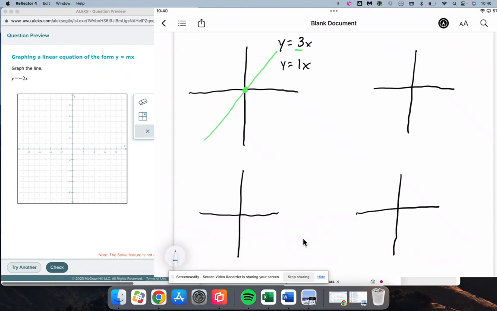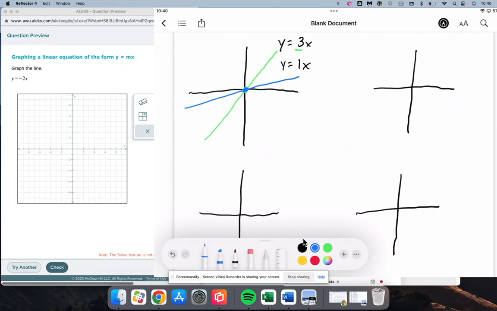Similarly, if we had a line that looked like y equals 1x, we would say that that slope is also positive, but it is not quite as steep. And so it would be a lesser slope, or not quite as steep of a hill if you were trying to climb it, going from left to right. And so again, both of those are positive.